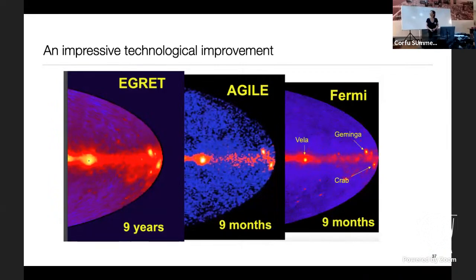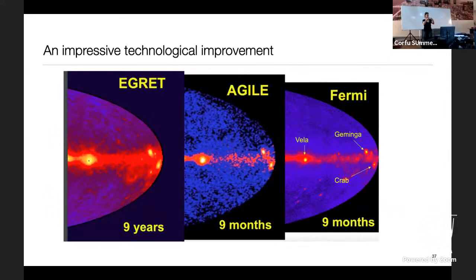It's clear, looking at this plot, the impressive technological improvement, especially in the high energy band, so above a few tenths of MeV. You see, this is the EGRET sky in 9 years, the AGILE sky in 9 months, the unlucky Italian mission, and then the Fermi sky in 9 months. You see how much the resolution improved, not only the resolution, but even the statistics. You see how many photons you can detect.